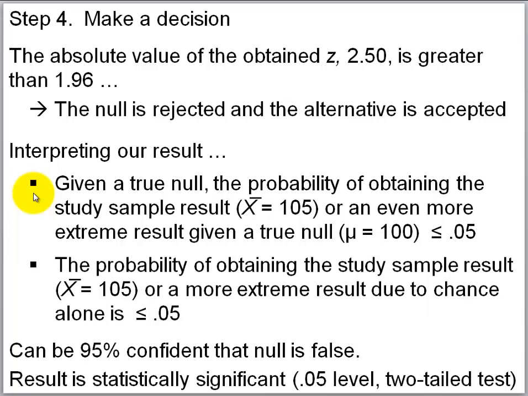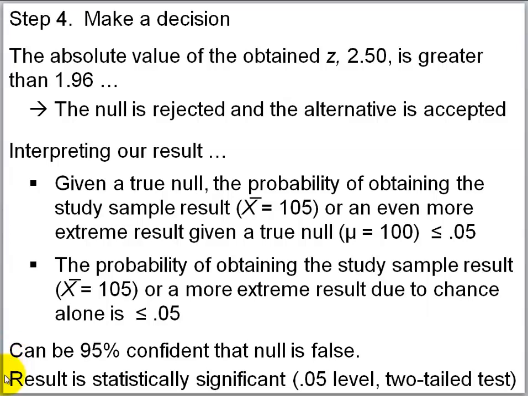So one interpretation would be, given a true null, the probability of obtaining our particular study sample result, x bar equals 105, or an even more extreme result, that probability is less than 0.05. Or a second interpretation, the probability of obtaining the study sample result, or an even more extreme result, due to chance alone, is less than 0.05. In this example, we can indeed be 95% confident that the null is false.